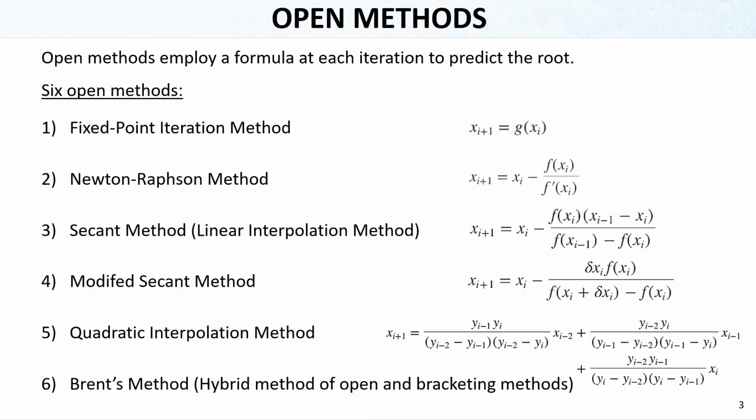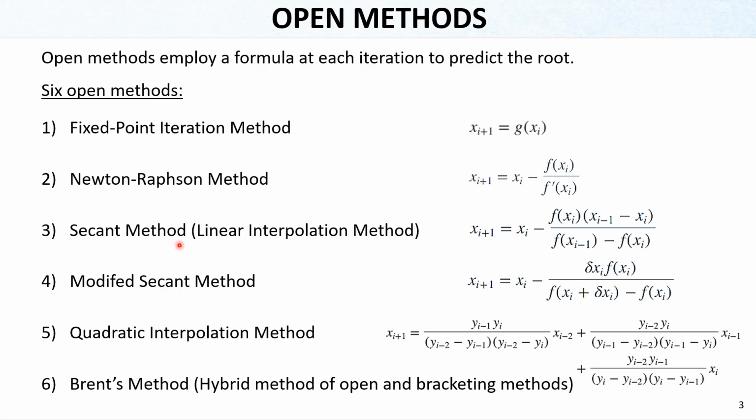We have 6 open methods that we are going to introduce in this chapter 6. These are the fixed point iteration method, and basically in that we are just giving an x value as a function. Then the Newton-Raphson method, where we are using the derivative information.